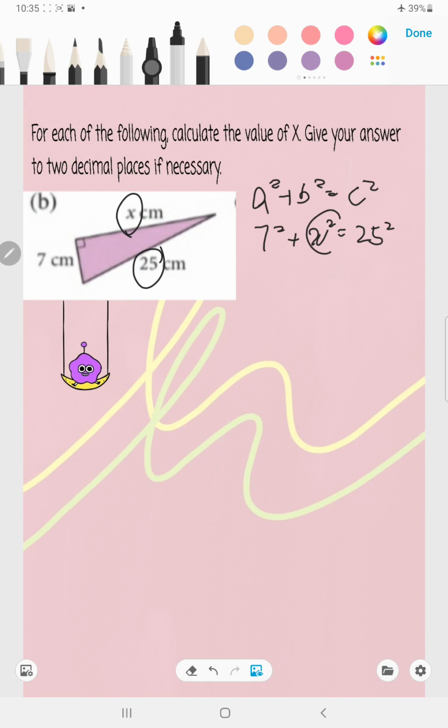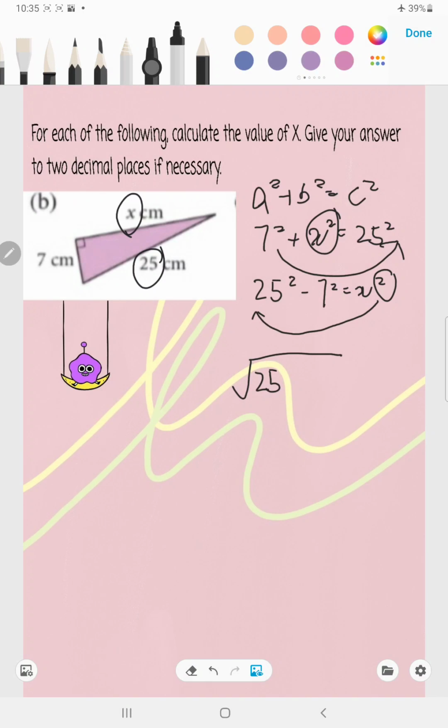So if you want to find x square, you have to move 7 square to the other side. So it will become 25 square minus 7 square equal to x square. So the square you have to bring to the other side, and it will become like this. And you will get that x is equal to 24 cm.